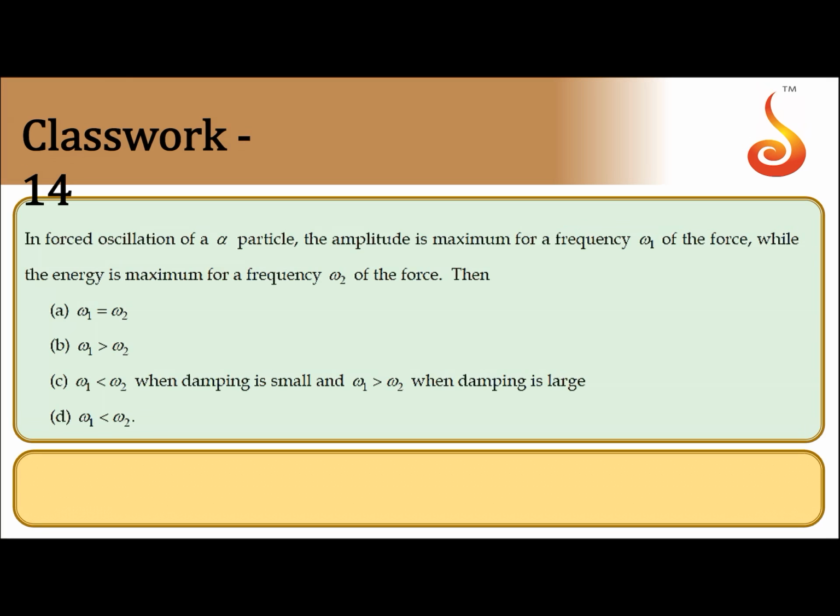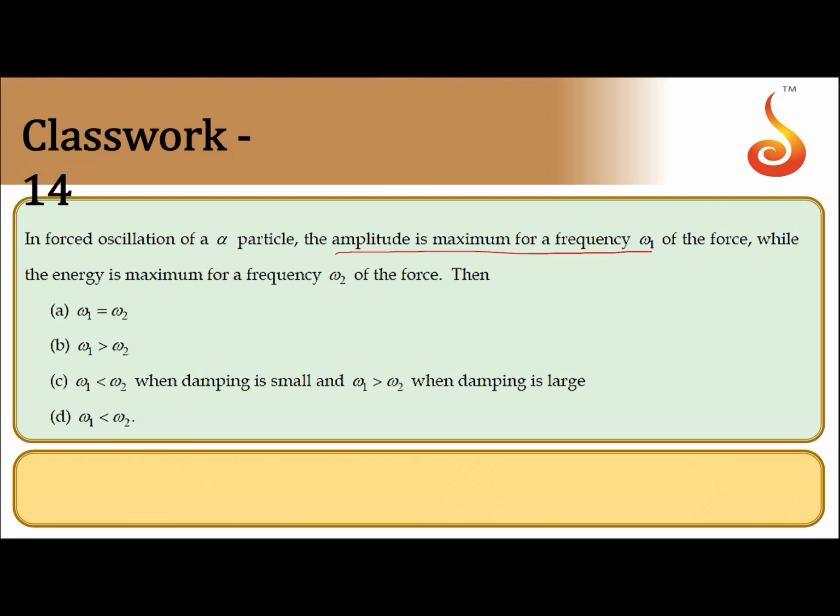In forced oscillation of a particle, the amplitude is maximum for a frequency omega 1 of the force, while the energy is maximum for frequency omega 2 of the force. Then omega 1 is equal to omega 2; omega 1 is greater than omega 2; omega 1 is less than omega 2 when damping is small, and omega 1 is greater than omega 2 when damping is large; omega 1 is less than omega 2.